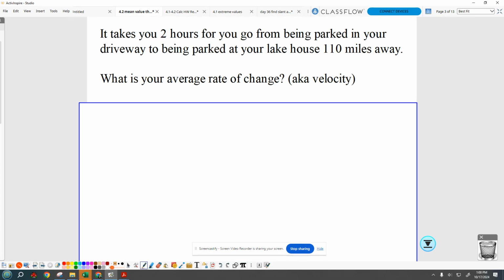This one's quick, write it down on the board. It takes you 2 hours to go from being parked in your driveway to being parked at your lake house 110 miles away. What's your average rate of change? Write it down, just the answer. Okay, I like that people are giving me units. All right, 55 miles per hour. Okay, we can write that.